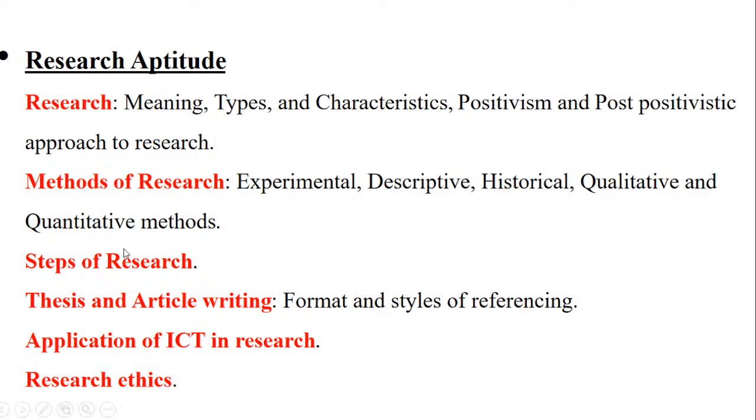The syllabus starts with research, that is, the meaning of research. What exactly have they asked us to go for: meaning of research, types of research, characteristics. Now here with respect to characteristics, you may get a statement question. In types of research, you get different types of questions.